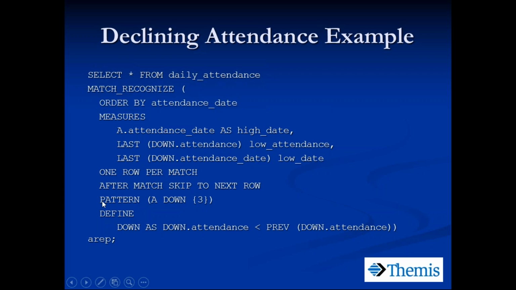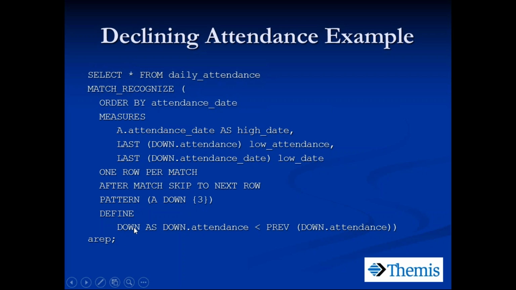All right, and then we get into the pattern. Remember, the pattern is what we're looking for. Typically you're going to use aliases here, and the aliases are going to be defined down here in your define clause. By default, if you don't specify an alias, it gets a name of A. So what A is saying is that whatever row I'm currently looking at, I'm going to look for the pattern, however I have it defined up above, and I'm going to go down from there. And remember what the curly brackets mean here. The curly brackets with the 3 mean I'm going to go down exactly 3 rows. So I'm looking for exactly 3 matches for the pattern that I have defined in the define clause.